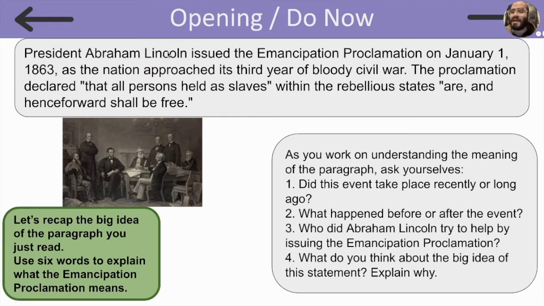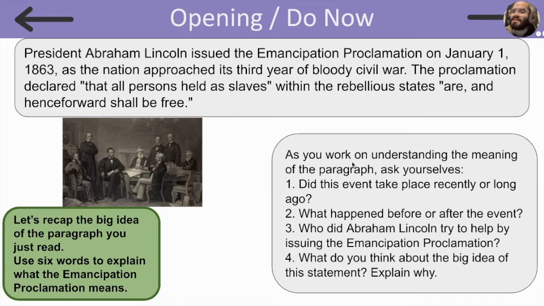President Abraham Lincoln issued the Emancipation Proclamation on January 1st, 1863, as the nation approached its third year of bloody civil war. The proclamation declared that all persons held as slaves within the rebellious states are and henceforth shall be free.